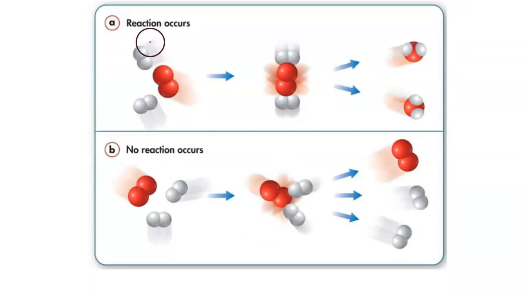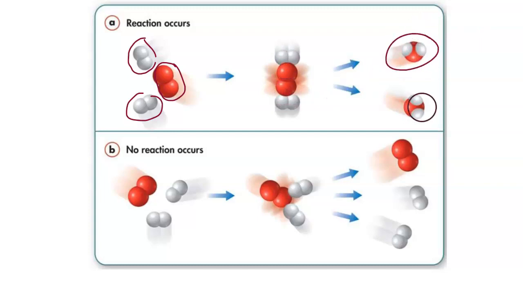In picture A, we have this molecule, and this molecule moving around. Let's say they collide with sufficient energy and the right orientation that the two white circles will bond with the red circle. And these two white circles will bond with the red circle. That will create this new product. This thing in the middle is the activated complex.